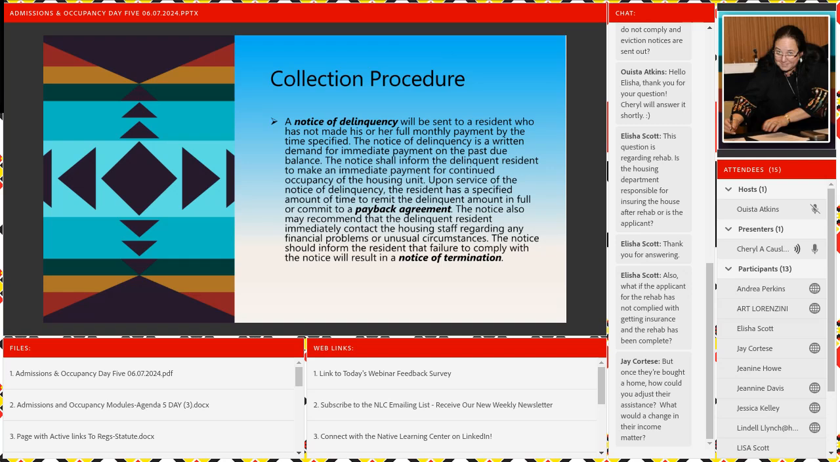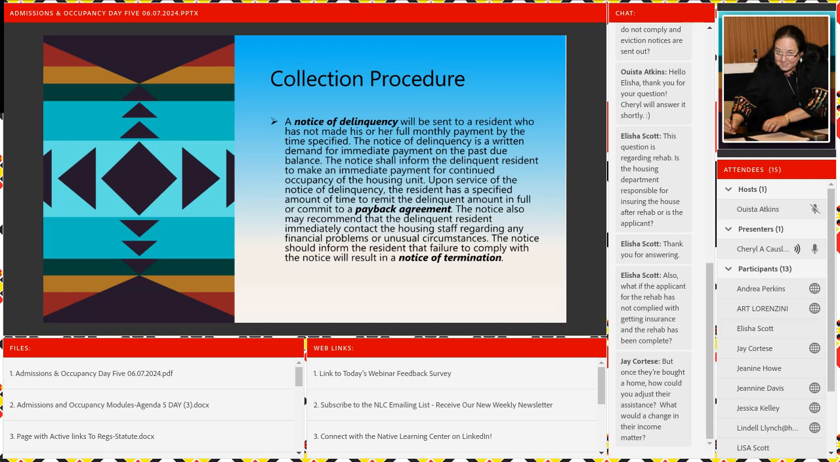Notice of delinquency will be sent to a resident who has not made his or her full monthly payment by the time specified. The notice of delinquency is a written demand for immediate payment of the past due balance. The notice shall inform the delinquent resident to make an immediate payment for continued occupancy of the housing unit. Upon service of the notice of delinquency, the resident has a specified amount of time to remit the delinquent amount in full or commit to that payback agreement.